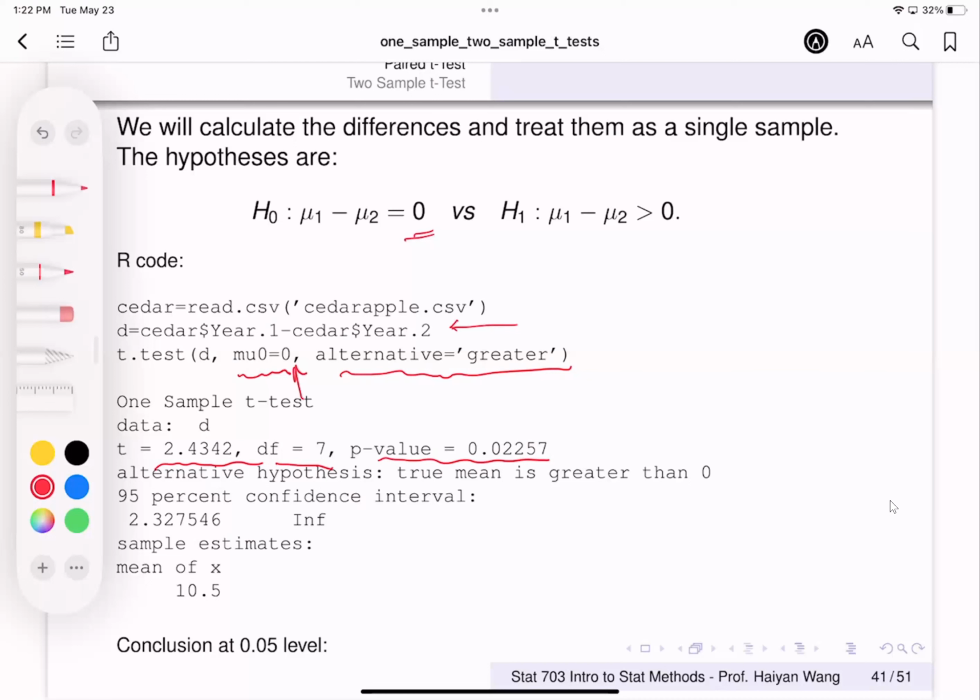Because this p-value is less than 0.05 if we use a 0.05 level, we would reject the null hypothesis. What we can conclude is that removing the cedar trees did help reduce the rust-colored spots.